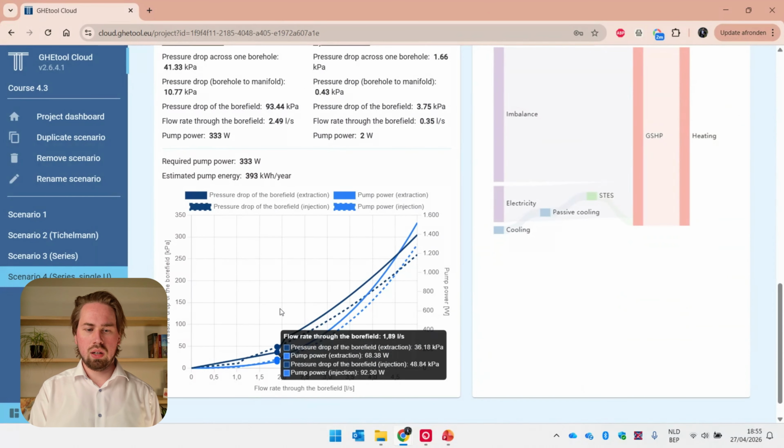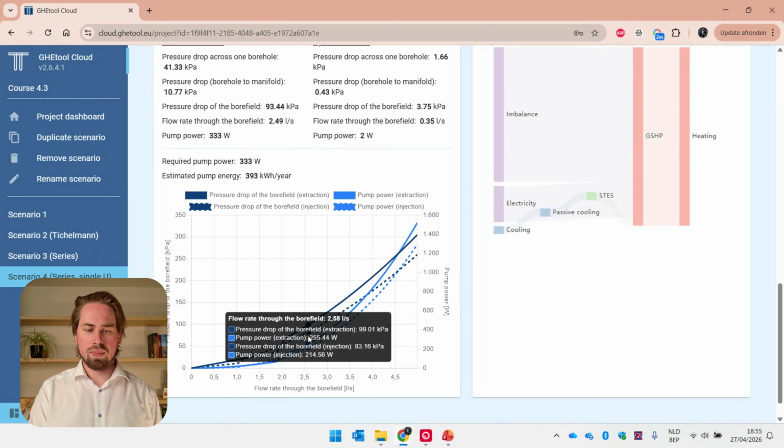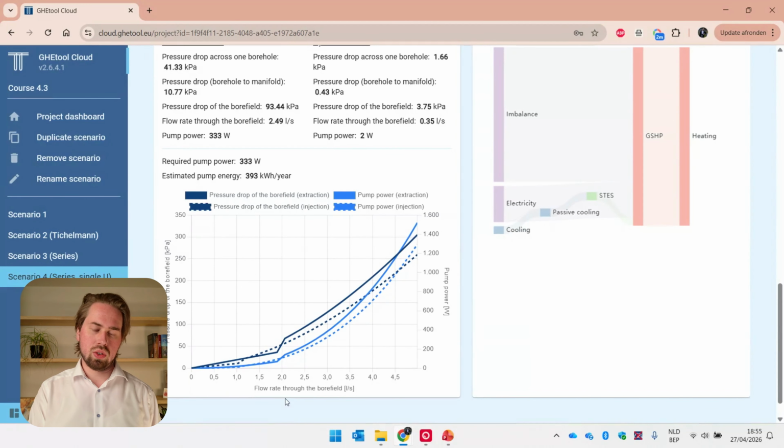So we're at 2.5 liters per second, which is halfway along the graph, and you see that the transition to turbulence occurs just before 2 liters per second. So here, we need quite a lot more pump power, and also our estimated pump energy is at 400 kilowatt hours per year, which is also quite high. Now, of course, it's always a distinction. This single DN40 probe can be more economical in practice than our double DN32. So again, investment cost versus operational expenses, it's a trade-off.